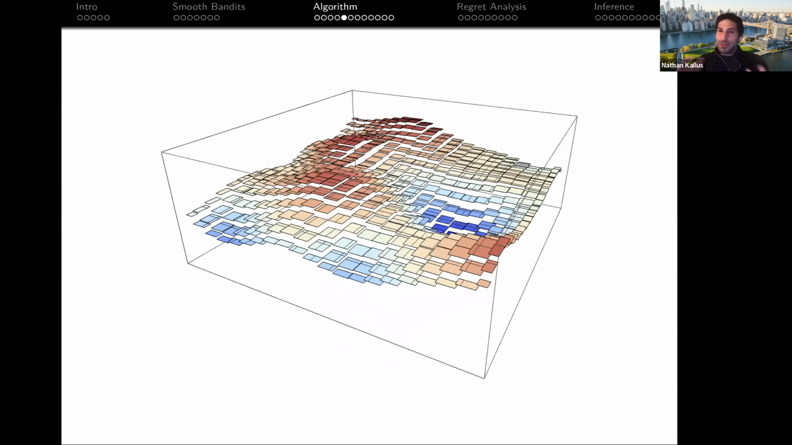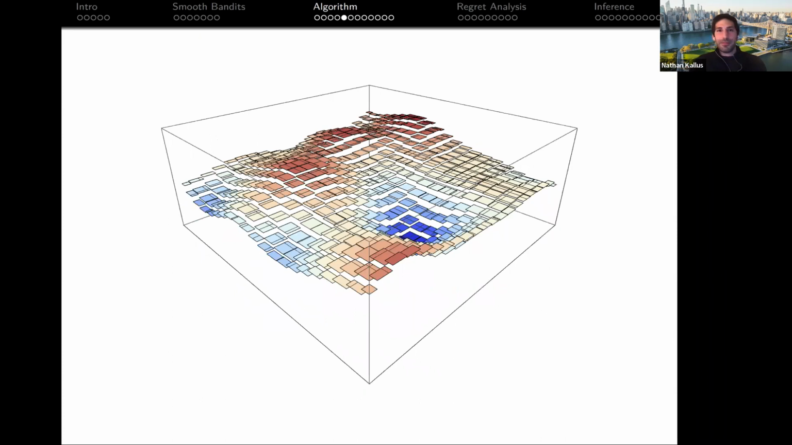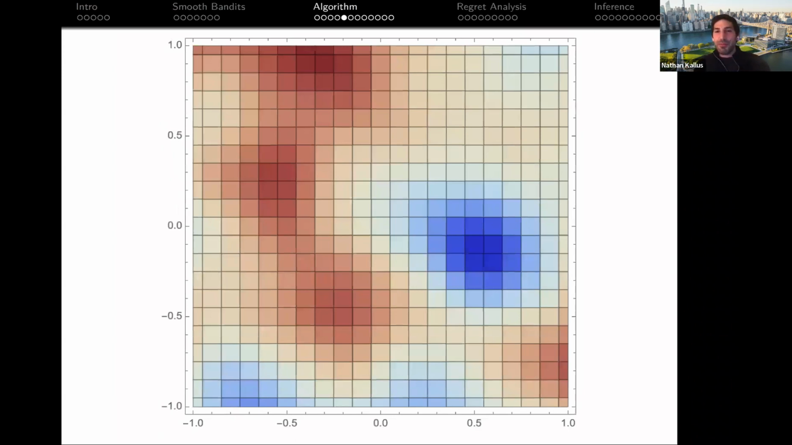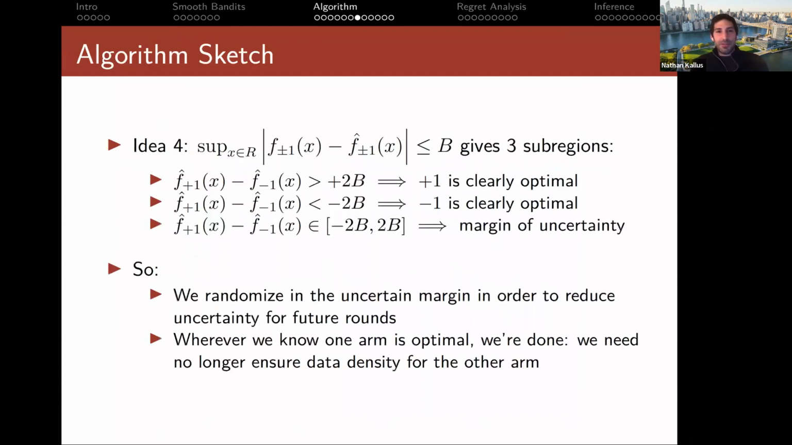So essentially what this is going to give us is a sort of heat map of where we think arm +1 is good and where we think arm -1 is good.